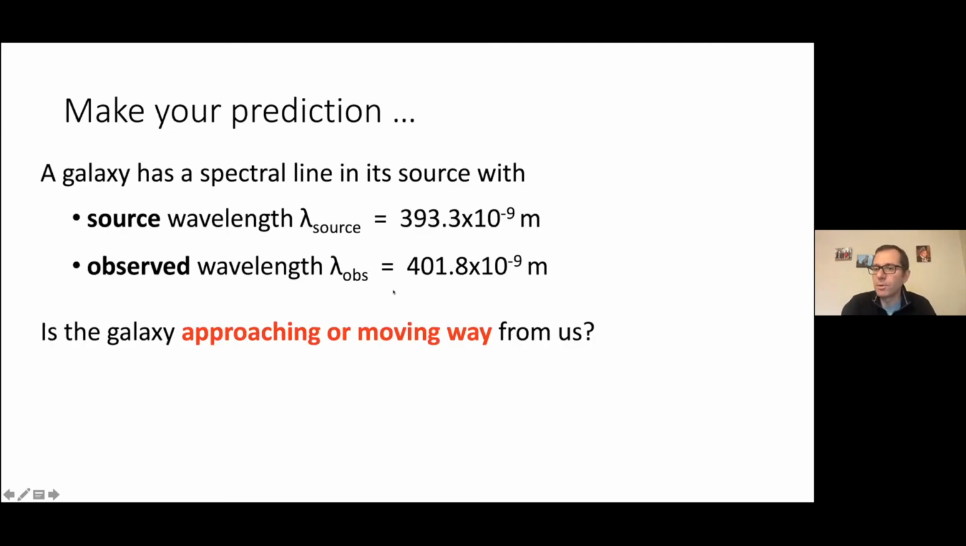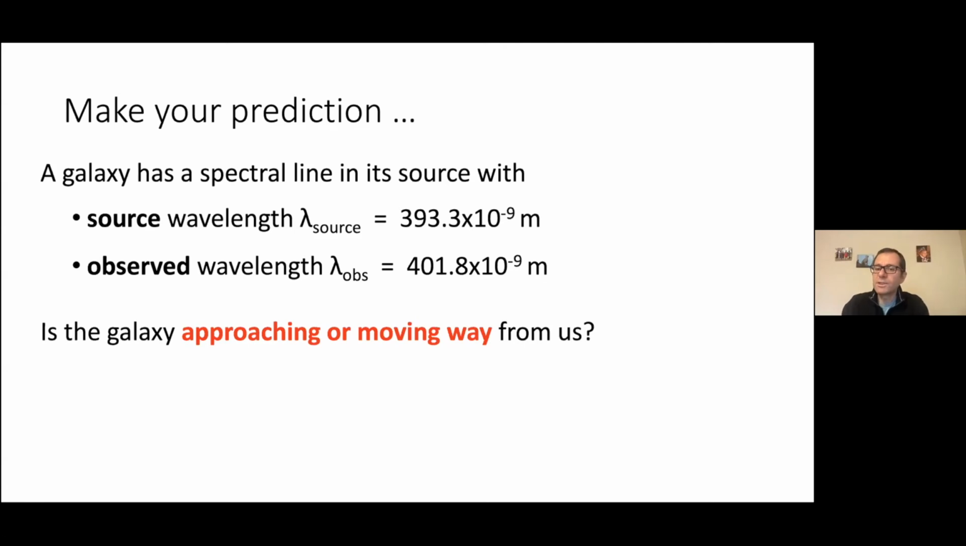Now, let's see an example. Suppose that you are observing with your telescope, looking at a galaxy, and you see a specific line. At the source, at the galaxy, you know that this line is at 393 nanometers. Here, just to stress the units, wavelengths in the optical light are measured in units of 10 to the minus 9th meters, which is nanometers. But pay attention to the main number here, which is 393.3 nanometers. That is the wavelength of the line at the source. But then we are observing this line at 401 nanometers.